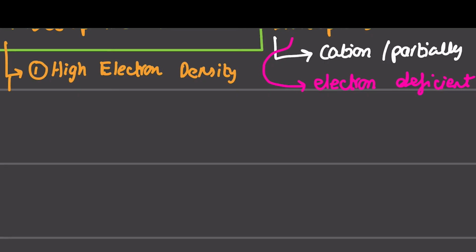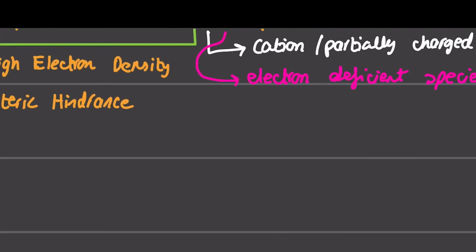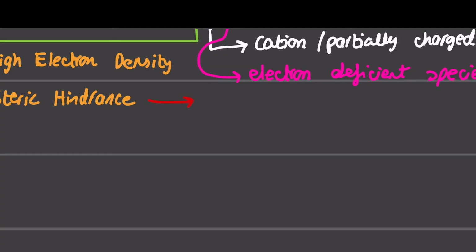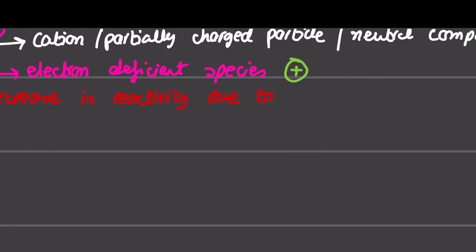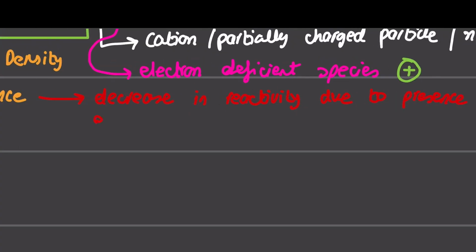The second one is something called steric hindrance. Steric hindrance is essentially, I'll just write it first and then I'll explain it, a decrease in reactivity due to the presence of bulky groups.